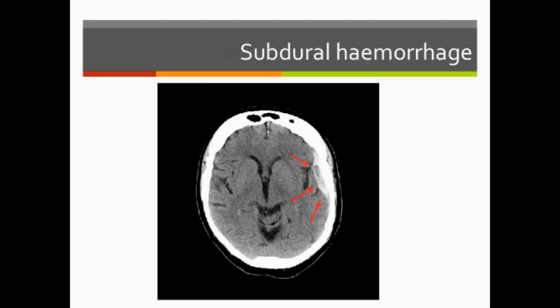Another type of bleed is the subdural hemorrhage, which is normally a venous type of bleed. A subdural can be acute, so it can occur and form rapidly after a head injury, or a slower bleed can be a chronic bleed, or you can have a type of bleed where you have a chronic bleed but then has an acute extension.